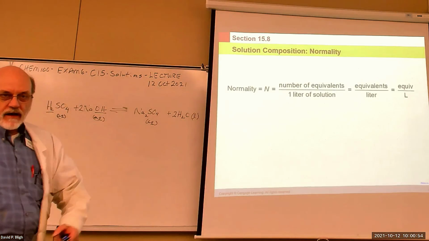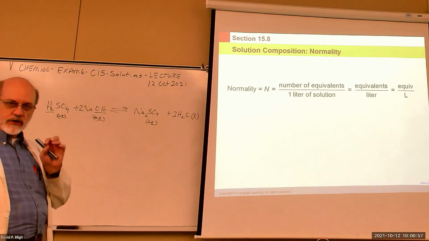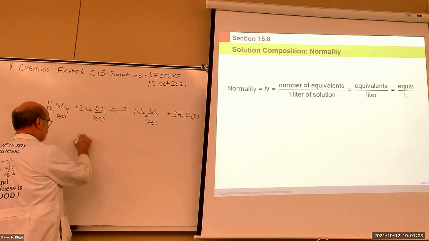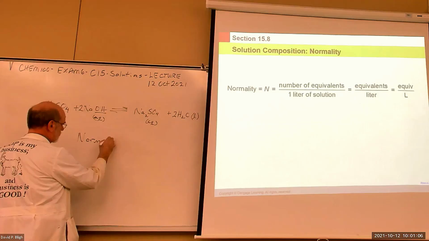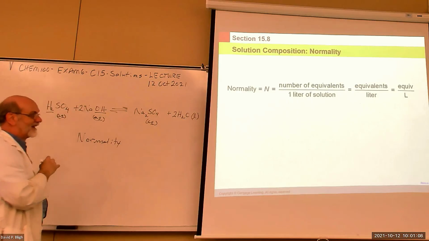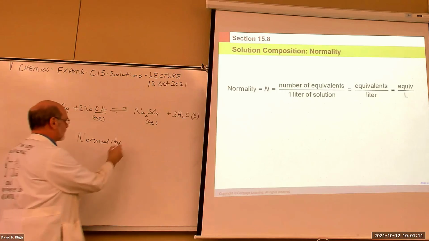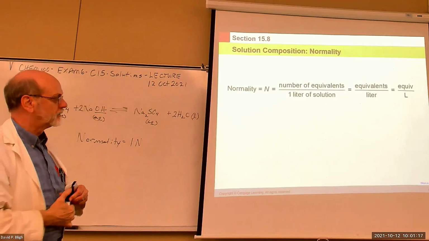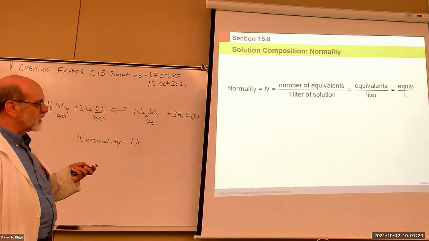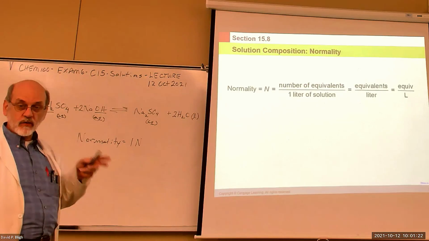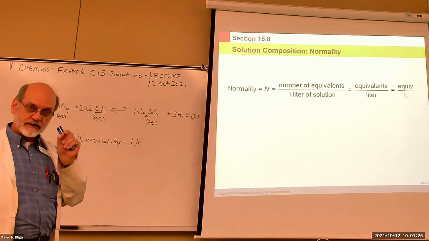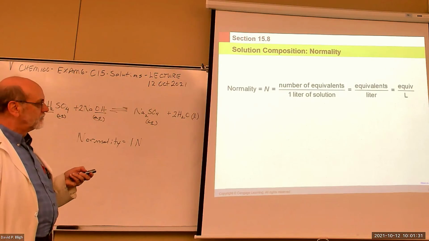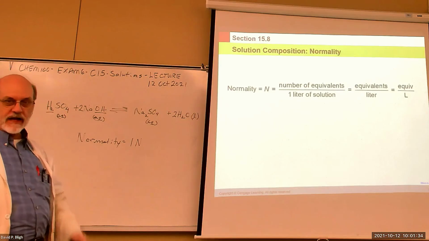Okay. Now that we know what an equivalent is, our new unit of concentration, instead of molarity, we call it normality. Okay? 1 N, 1 normality, one normal is the number of equivalents per liter. So instead of moles here, we say equivalents. And equivalence is relative to the number of hydrogen ions, number of hydroxyl ions. And that's per liter, just like before, just like molarity.